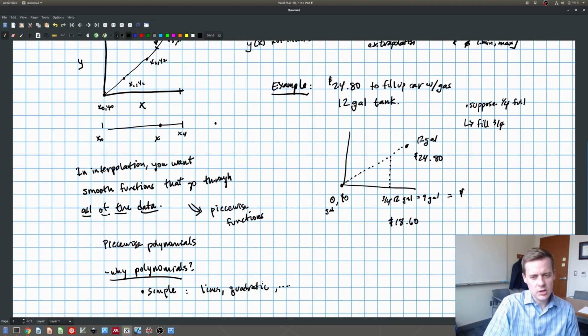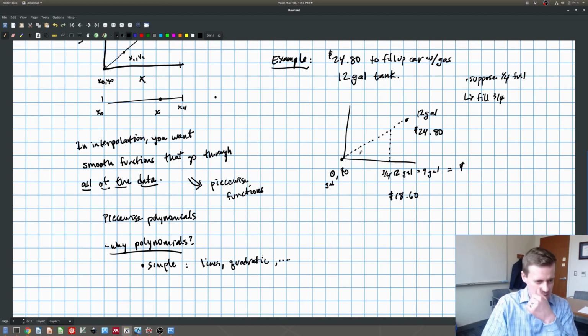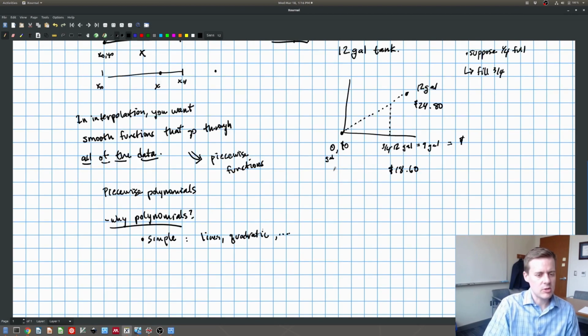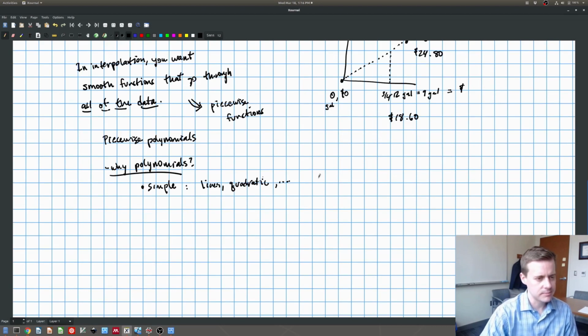So you intuitively know that filling up your gas tank is a linear process, right? And so you intuit a linear polynomial here. In many other processes, it's pretty simple to assume something like a line or something quadratic. The second reason is a mathematical one, and this is called the polynomial uniqueness theorem.